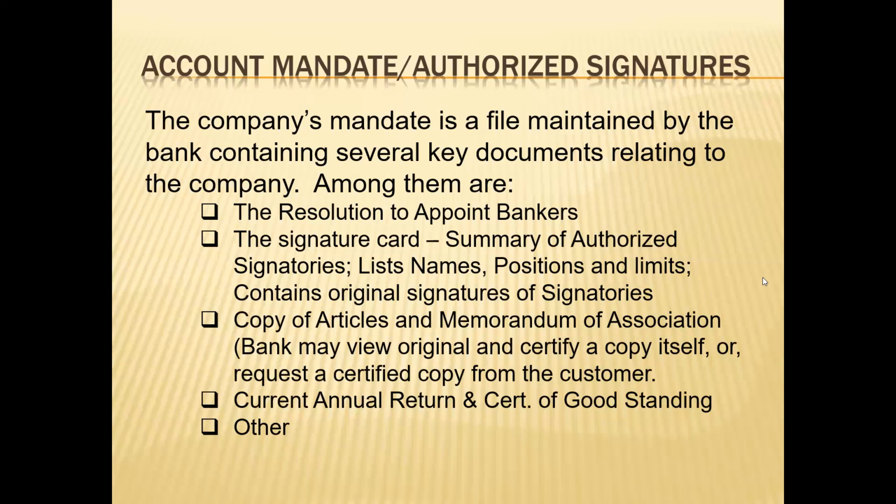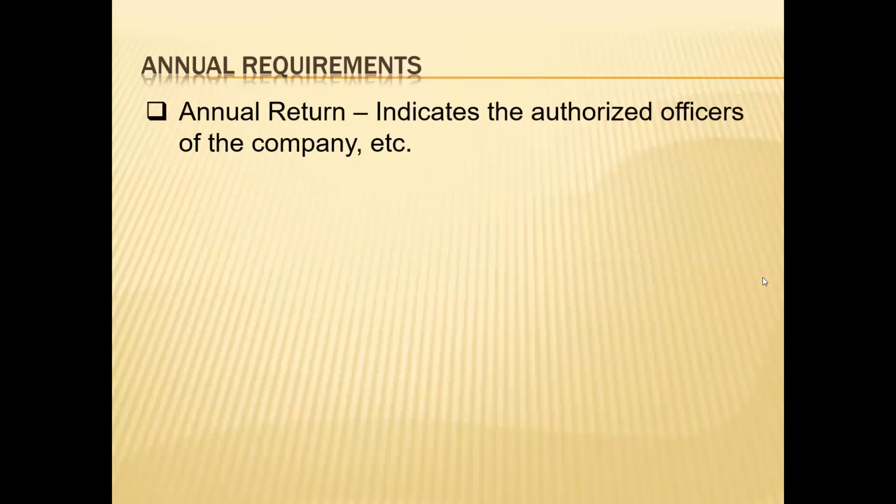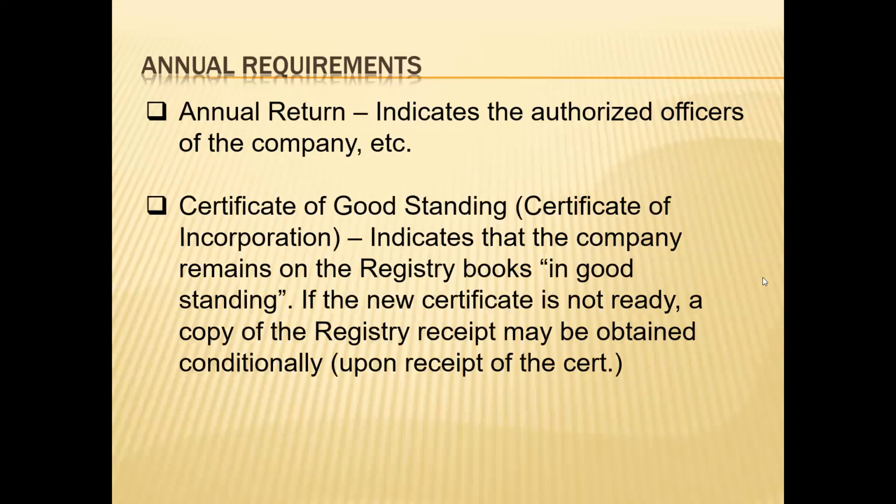So just as a note here, on the annual return and the certificate of good standing and incorporation, as I mentioned earlier, let me tell you the difference between the two of those documents. The annual return, let me deal with that first, indicates the authorized officers of the company, etc. And that is important because who the authorized officers are may change from one year to the next. And then, of course, now the certificate of good standing or the certificate of incorporation. They're two different documents.